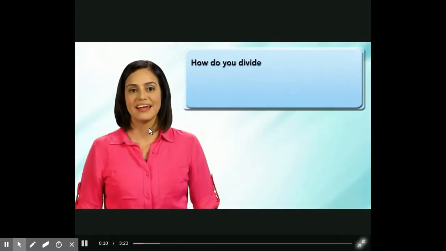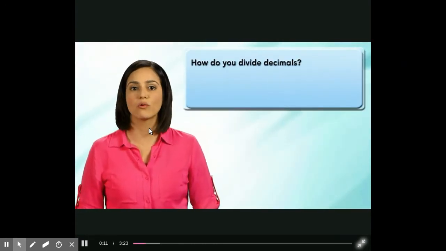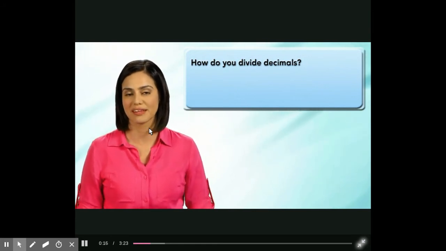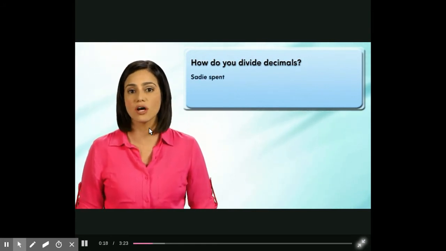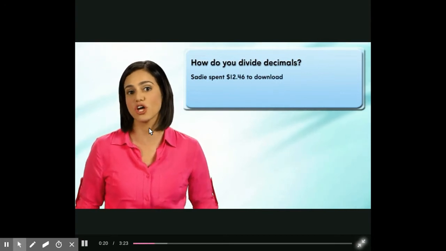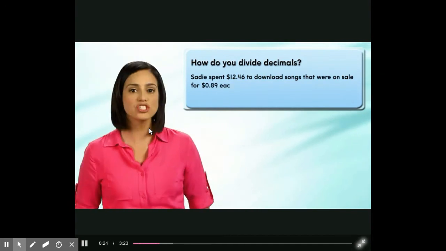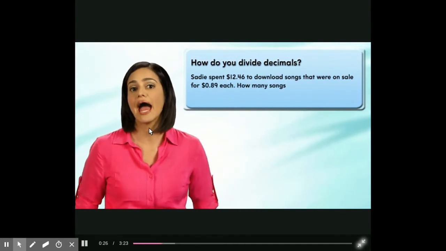Let's take a look at another real-world example where decimals and division come into play. Sadie spent $12.46 for songs that were on sale for 89 cents each. Our challenge is to find out how many songs Sadie downloaded.